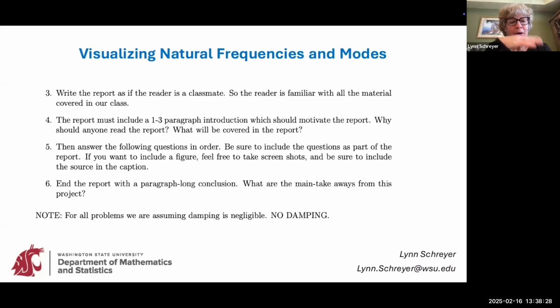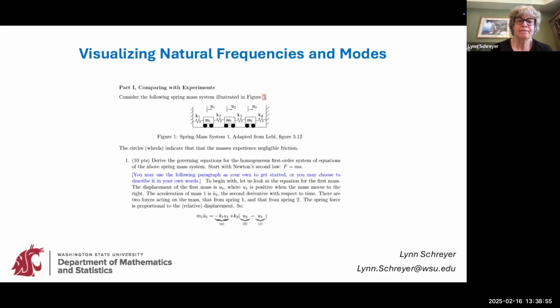And then I put in a bunch of questions, so it's not completely all written. The question part of it, the grader for the course actually grades, and then I, or whoever the instructor is, would just grade the introduction and the conclusion. And the conclusion is just what are the main takeaways from the project. And of course, for this problem, we are assuming damping is negligible, no damping.